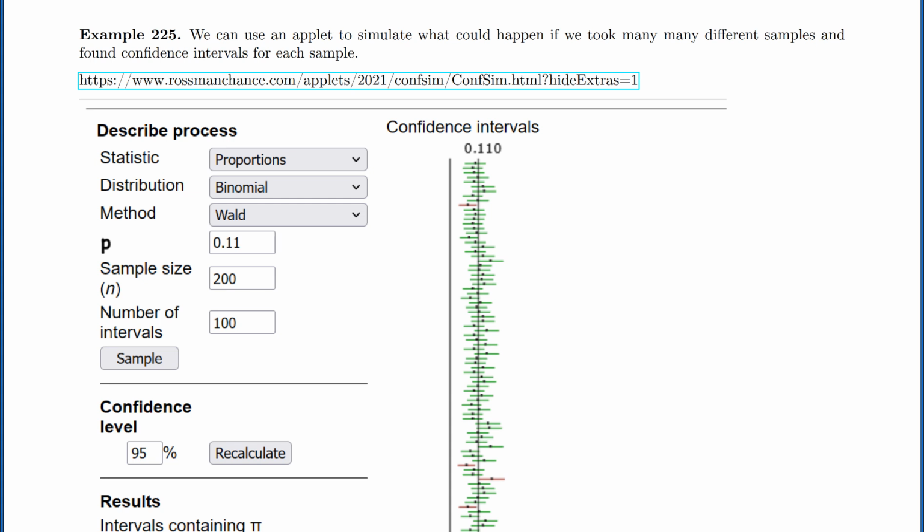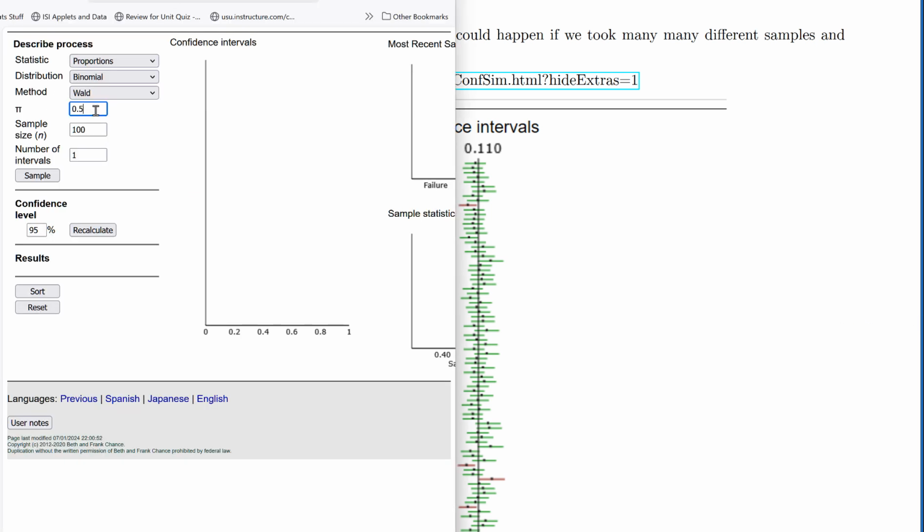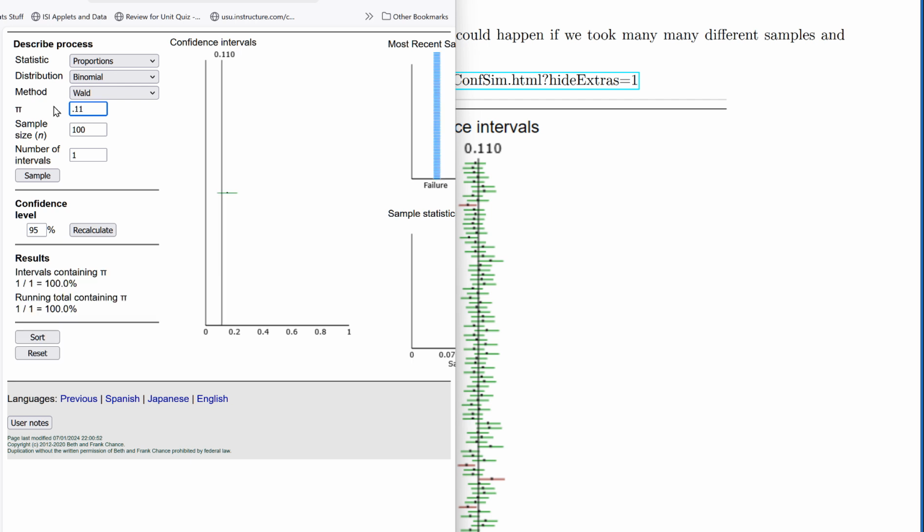So we can use an applet to simulate what could happen if we took many, many different samples and found confidence intervals for each sample. So here's the link for our applet. When I come to the applet, I put in my population proportion. This was written for a different textbook. They used a different symbol. But it's just saying we have a population proportion of 0.11. We have a sample size of 200.